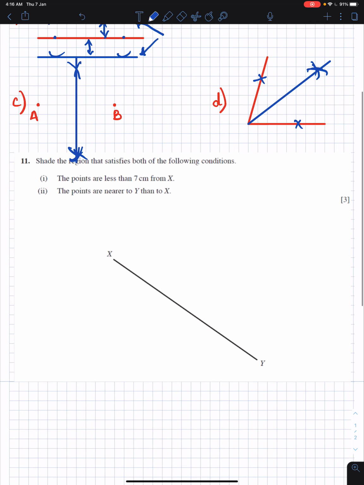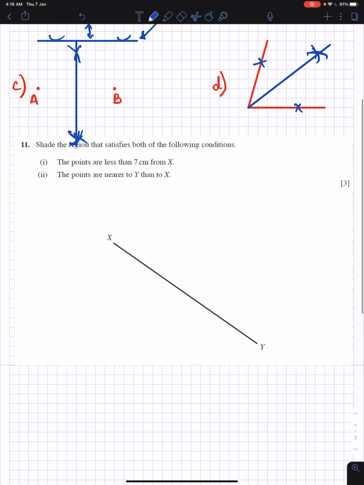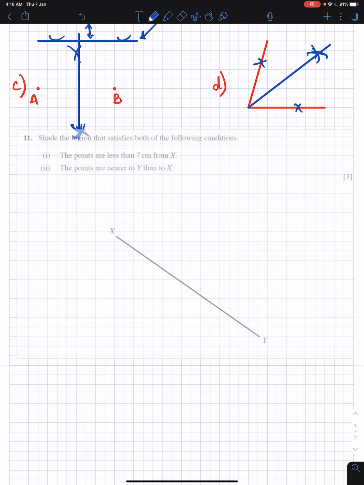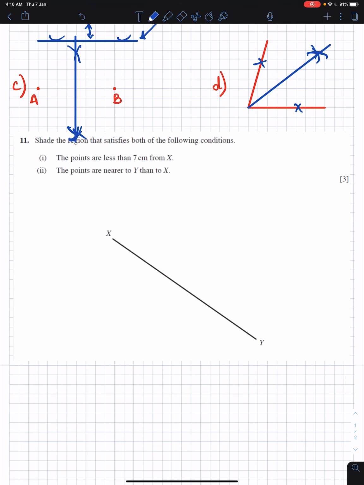Moving on to this question, which says shade the region that satisfies both of the following conditions. The first condition is the points are less than 7 centimeter from x. So firstly, what we're going to do is, we mark a point on x and we draw a circle around it that's around 7 centimeters. Let me draw the circle.